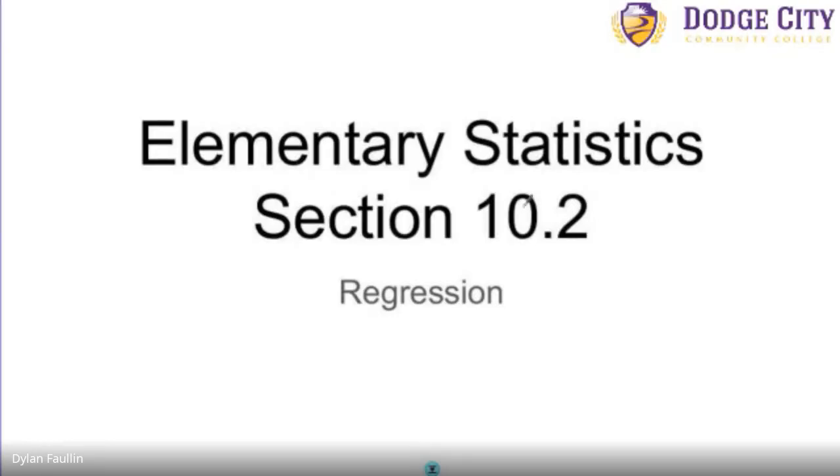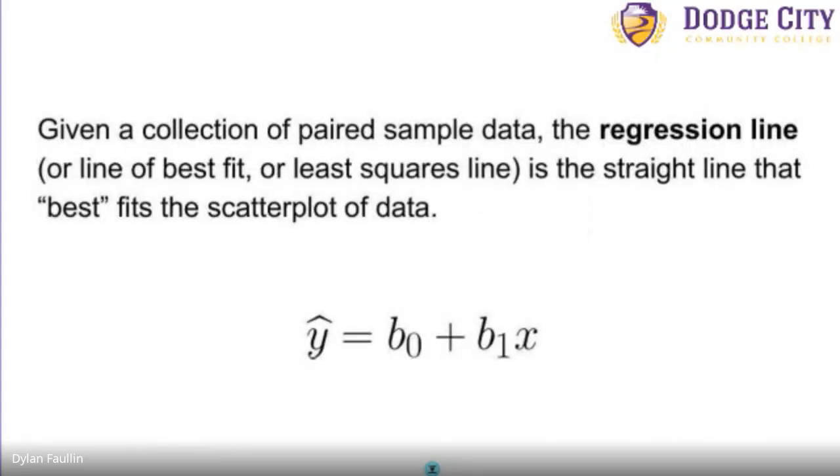After that time. Okay. Let's go ahead and cover section 10.2, which is on regression equations. Given a collection of paired sample data, the regression line, which is also called the line of best fit and the least squares line, is the straight line that best fits the scatter plot of data. And so we're talking about a linear equation.